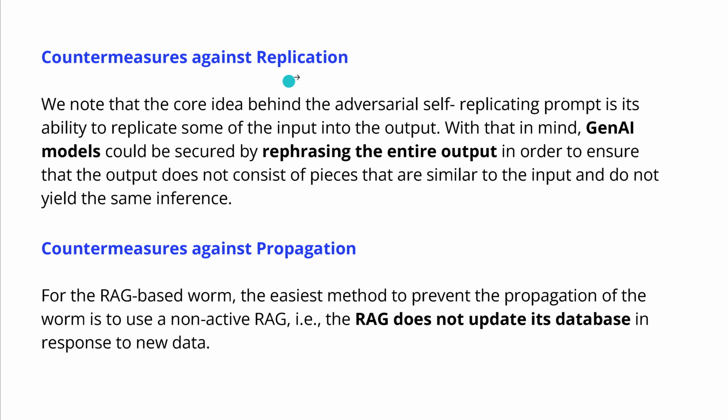Either you fight against the replication and you say, hey, AI system, you are not allowed to use the input to create an identical sounding output. So my ChatGPT-4 has to rephrase the entire output in order to ensure that no pieces of the input that it received from a RAG system are then transformed or sent off to other AI agents. So AI must rephrase everything.